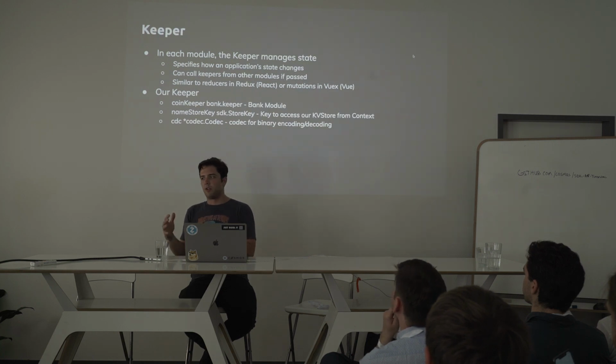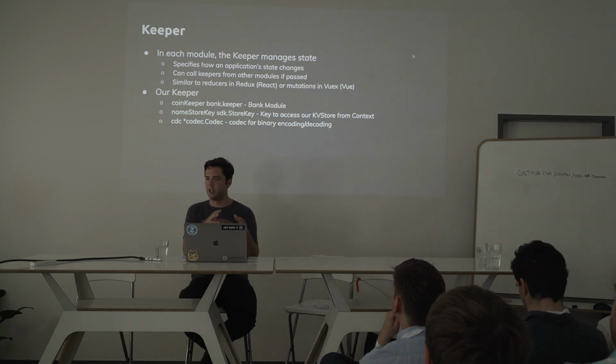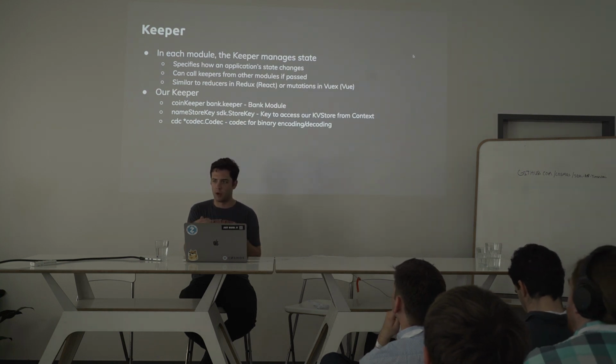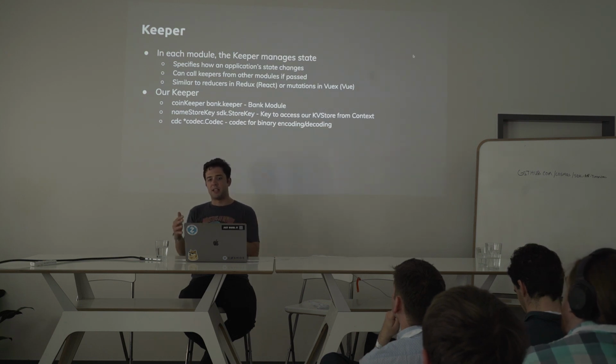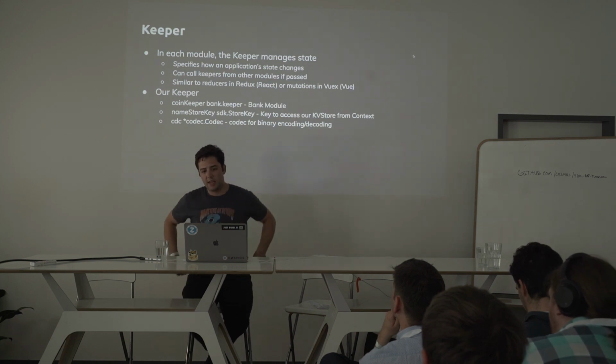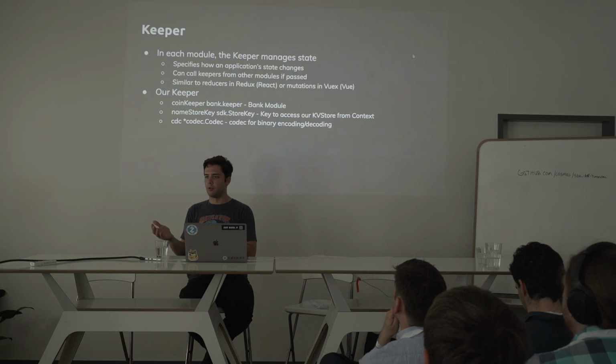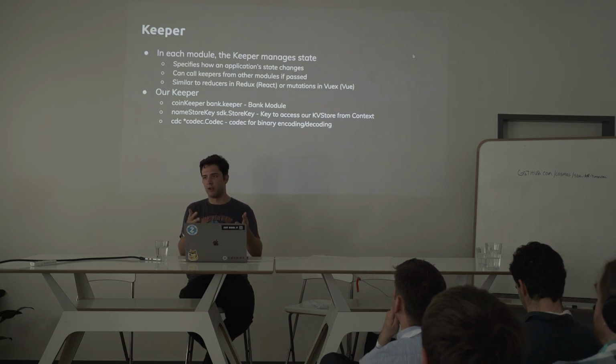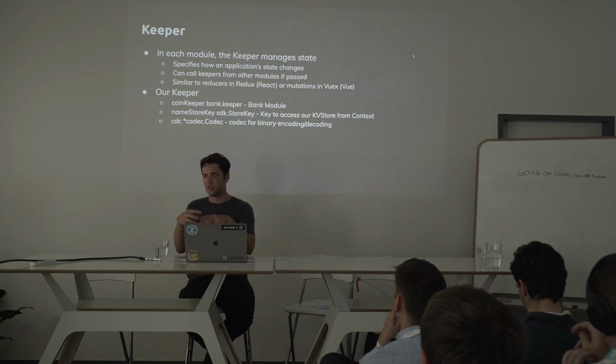So as I was talking about earlier, the keepers are kind of the core abstraction in each module, and that's where all the store updates go through. So this is the most important piece. It specifies essentially getters and setters for each store, and you can pass in keepers from other modules. So we were talking about bank and auth earlier. Auth has the accounts in bank. The bank keeper, when you create one of those, you pass in the auth keeper, and the bank keeper uses the auth keeper to change the accounts within the store.